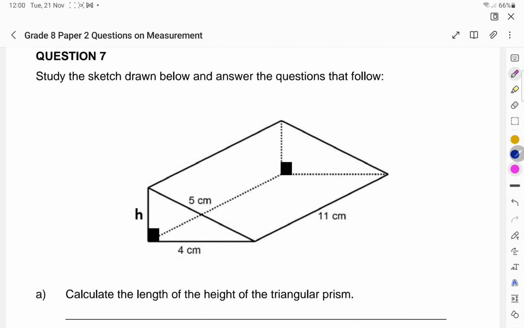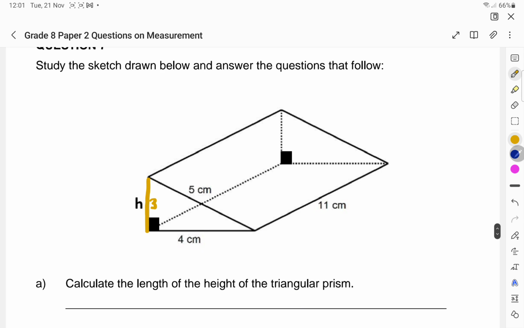Again, can you see a right triangular prism? Can you see that immediately the H is going to be what? 3. Yes, you've guessed it. Why? Because it's that Pythagorean triplet, that lovely one that I always want you to remember. 3, 4, 5. Make sure that the 5 is the hypotenuse, which is the biggest one. Then the other two lengths will always be 3 and 4.